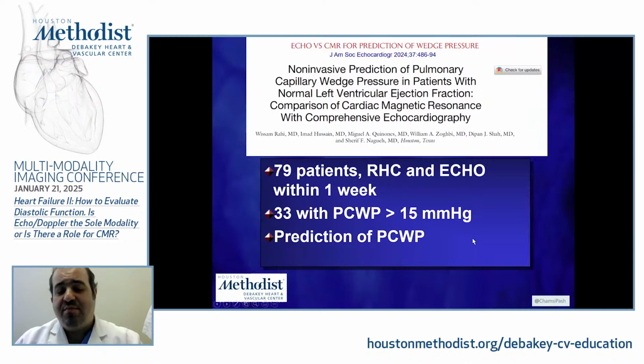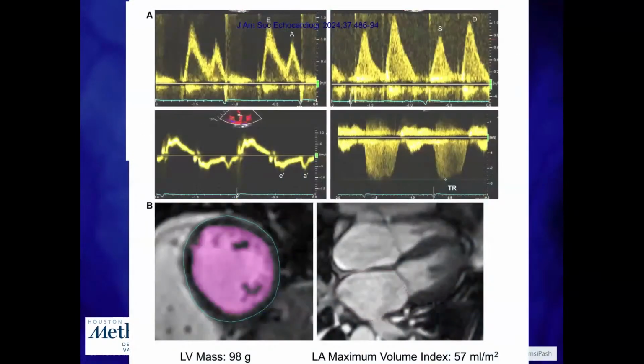So there was a rebuttal, and the work by Dr. Nagueh looking at 79 patients who basically had a right heart cath and an echo within 1 week. Remember, the single center European study was the same day, within 24 hours. 33 patients in this cohort had a wedge above 15, and we're trying to answer the question of how well echo versus CMR predicts pulmonary capillary wedge pressure.